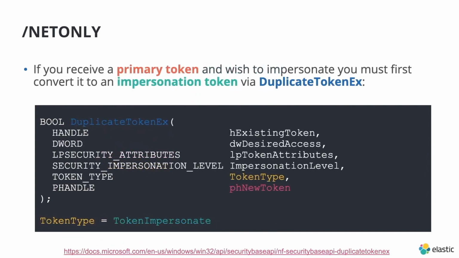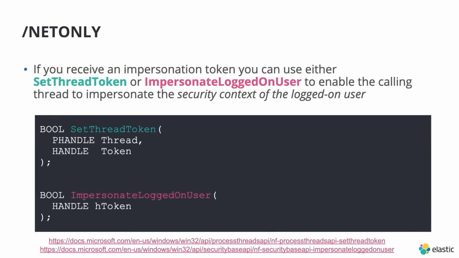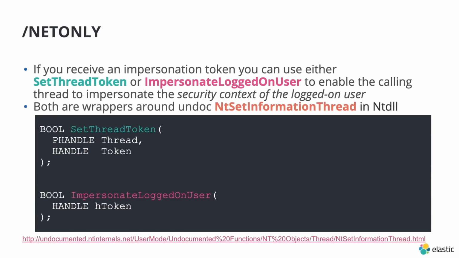In the case of an interactive logon, we get a primary token back. So if we want to impersonate that on a thread, then we need to convert it to an impersonation token. And so we can use DuplicateTokenEx to do this, and we just apply a token type of TokenImpersonation. And then lastly, having got an impersonation token, we can use SetThreadToken or ImpersonateLoggedOnUser. And this will make the thread slip into the security context of that logged on user. And note that both of these are wrappers around NtSetInformationThread, which will be important later.